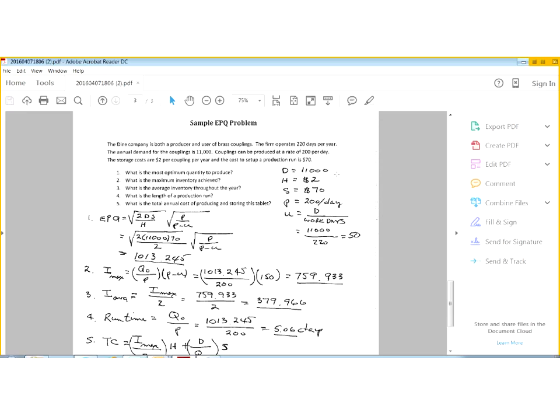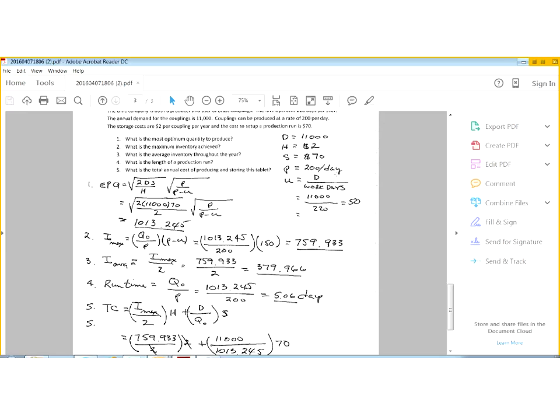The next question is, what is the average inventory? Now, notice that the average inventory for the economic production quantity is not the same as the average inventory for the economic order quantity. Go back and look at the other problem. It was just EOQ divided by 2. In this case, it's similar, but it's not the same. It is Imax divided by 2, not EPQ divided by 2. So we've already got Imax, so half of that is 379.